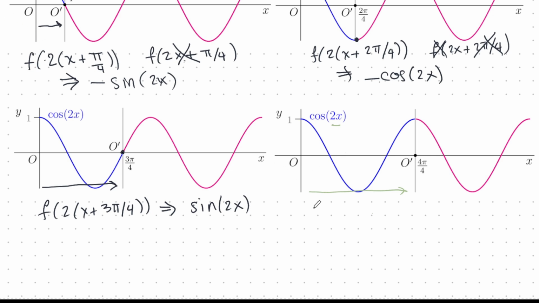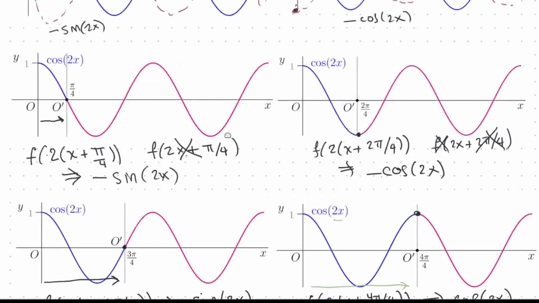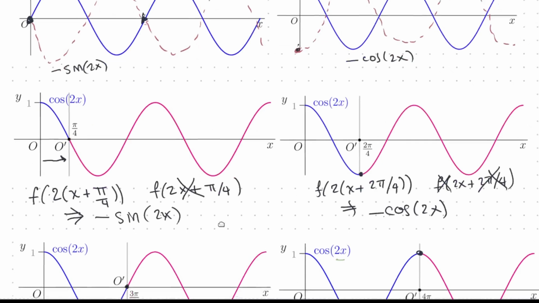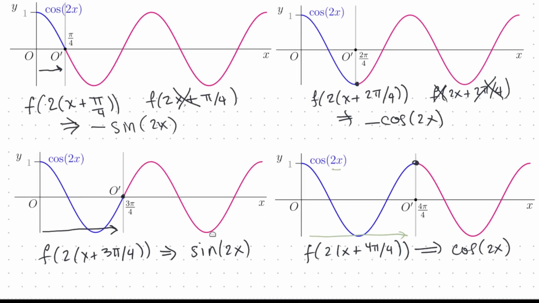All right, so what do we have here? I've done this shift, f of 2x plus 4 pi over 4, and this has resulted in, what is this? This starts at 1, goes down, that's cos. Cos of 2x. Okay, let's see, am I right? Is everything okay? Yes, we have done this one. Got 1 more left to do. The last one should be minus sine 2x. It should return full circle, right?